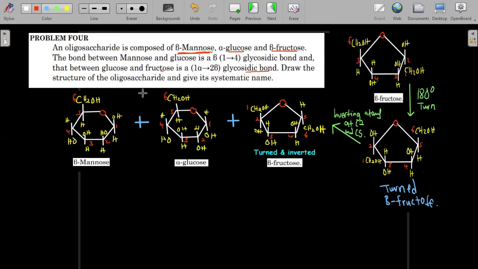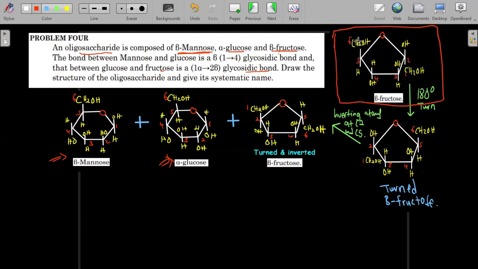All right, so the beta-mannose has this structure here that I've drawn, and the alpha glucose has this structure that I've drawn there. But this beta fructose, you just don't add it directly here, because this is an oligosaccharide, meaning we're just adding these 3 monosaccharides together. Before you add the fructose, you have to turn it and invert it. The original structure for the fructose is this one that I've written there in red.